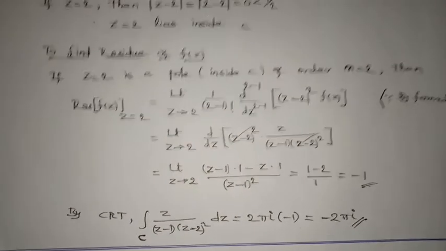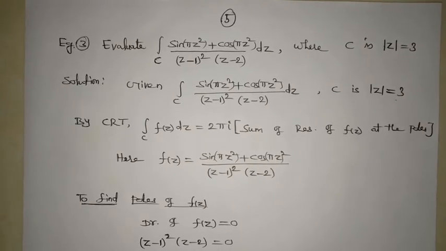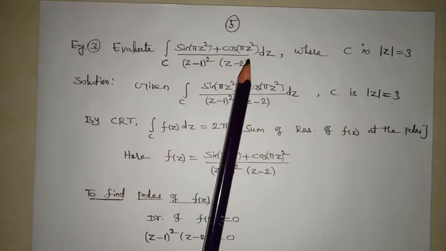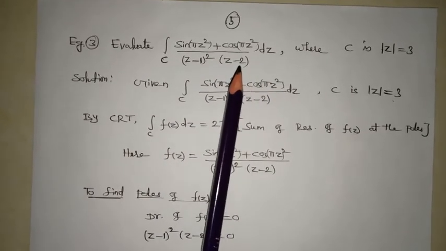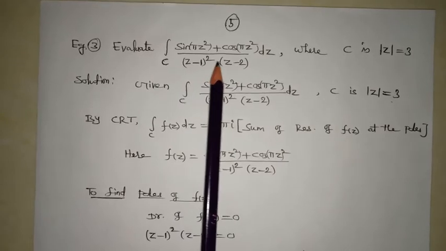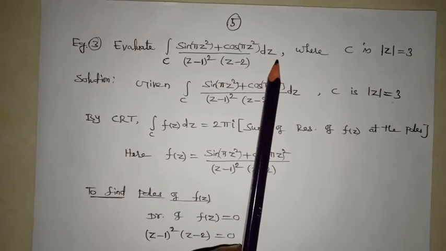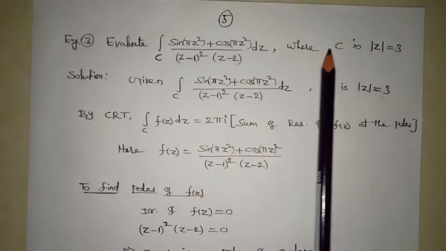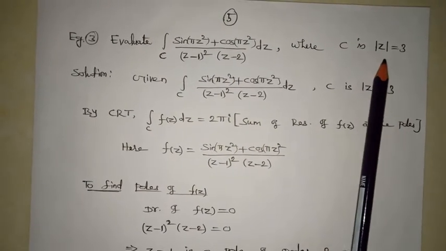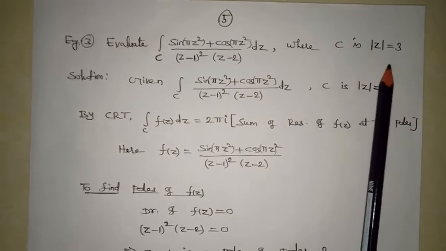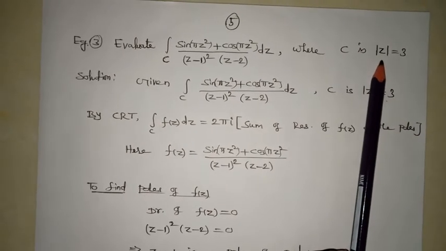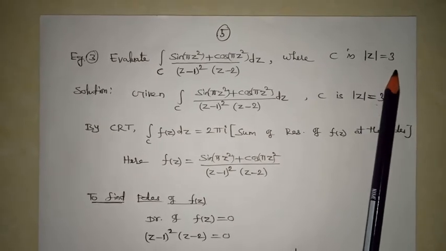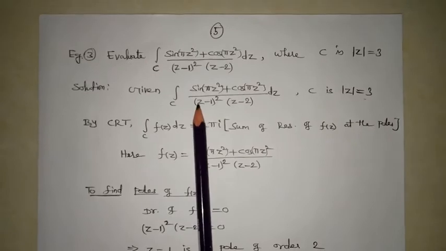That's all. Next problem: evaluate the integral over C of sin pi z square plus cos pi z square divided by z minus 1 whole square into z minus 2 dz. This is one of the most important problems, where C is modulus of z equal to 3. What does this represent? It represents a circle with center 0, 0 and radius 3. Yes. Now write the given.